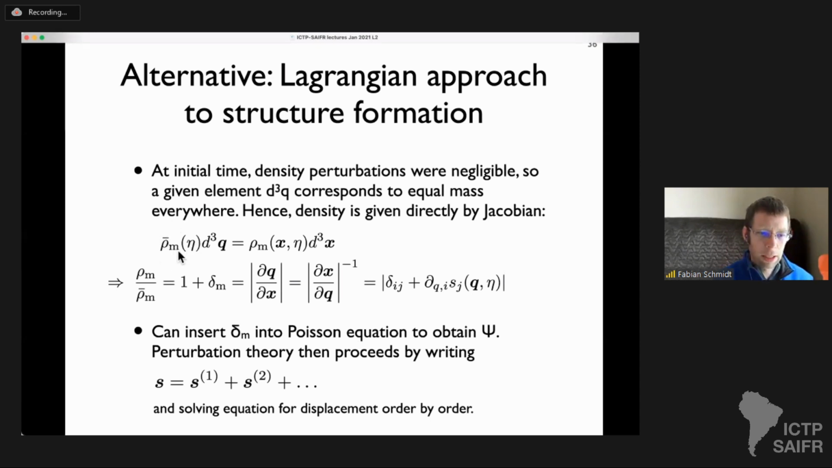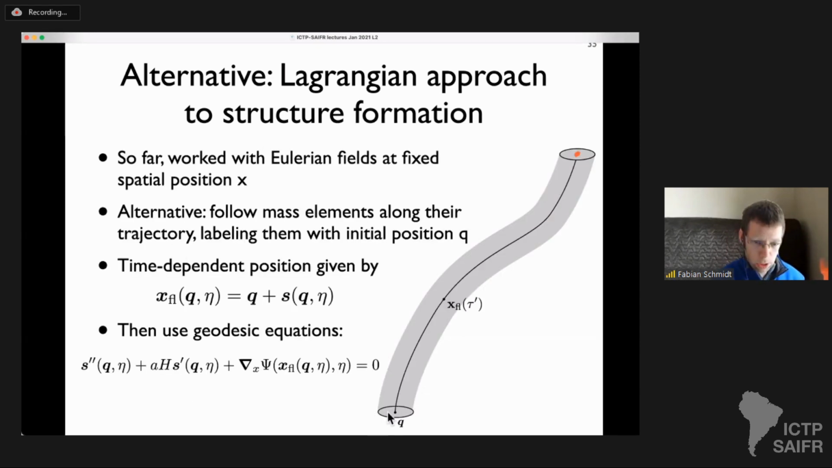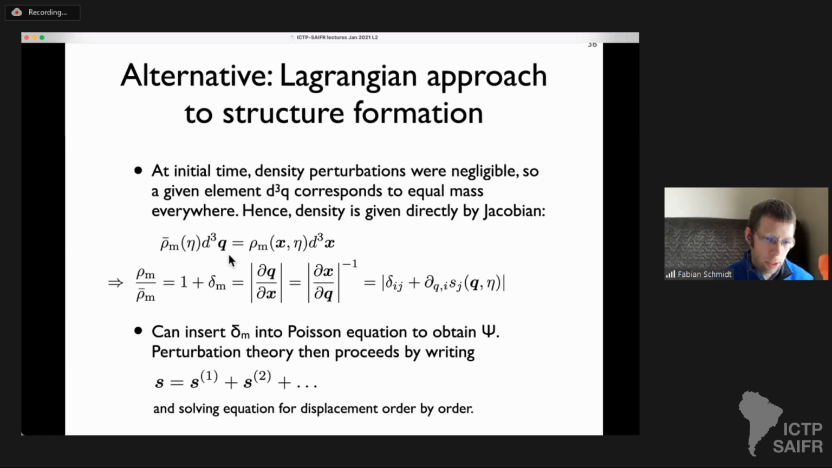So we think of Q as the initial position. And at the initial time, there were no density perturbations, right? They were vanishingly small. So I can treat this as being at the background density. And because I'm dealing with co-moving coordinates, this a cubed factor that you get from the evolution of the background density just drops out. And we obtain this relation. So rho bar d3q is the actual perturbed density times d3x. So I take the ratio, and that is 1 plus my desired density perturbation. And that's the Jacobian of dq over dx, the inverse of dx over dq.